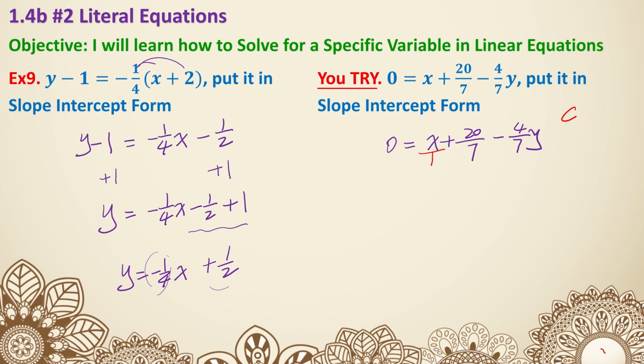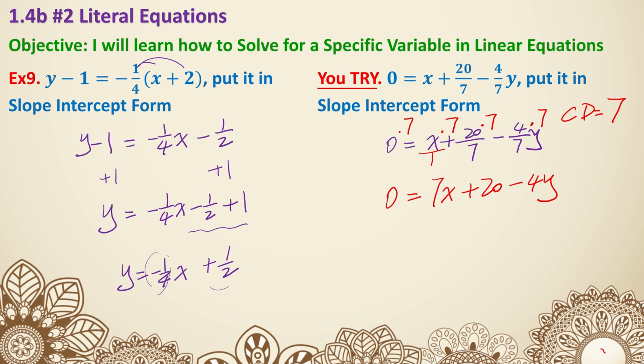Over 1, the common denominator in this case is just 7. So we're multiplying everything by 7, including that 0. Okay, so 0 times 7 is still 0. x over 1 times 7 is 7x. 20 over 7 times the 7 is a positive 20. Negative 4 over 7 times the 7 is a negative 4y.